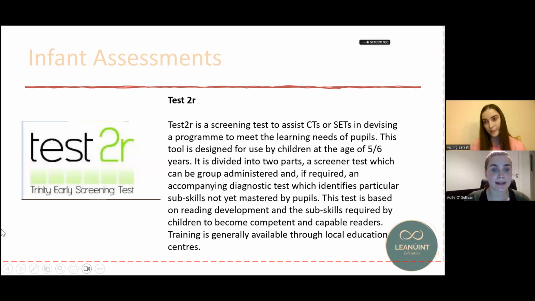The next test here is the Test 2R, which is the Trinity Early Screening Test. Oftentimes, if the MIST is used in a school as a screener across the whole class, the Test 2R can be individually administered after that. And it can be used to devise a learning program to meet the learning needs of pupils. It is for children who are 5 or 6 years old, and it is divided into 2 parts. Now, I know I said that it can be used after the MIST is used to screen the entire class.